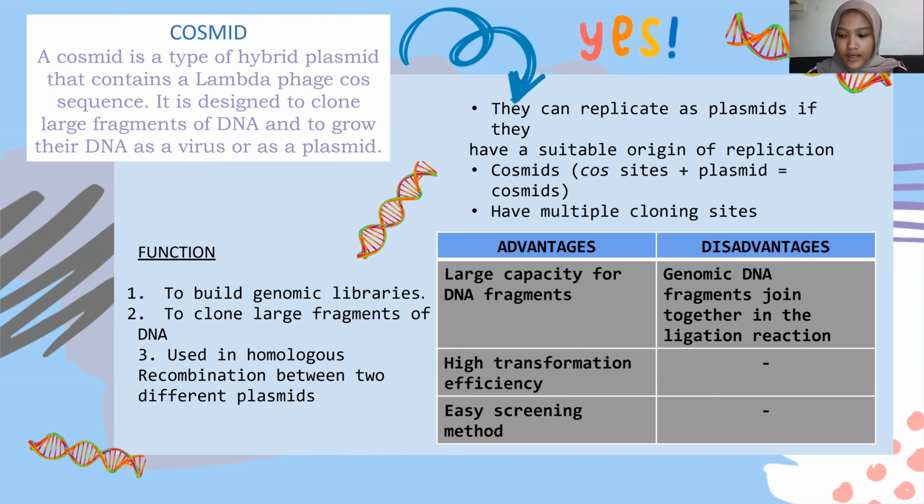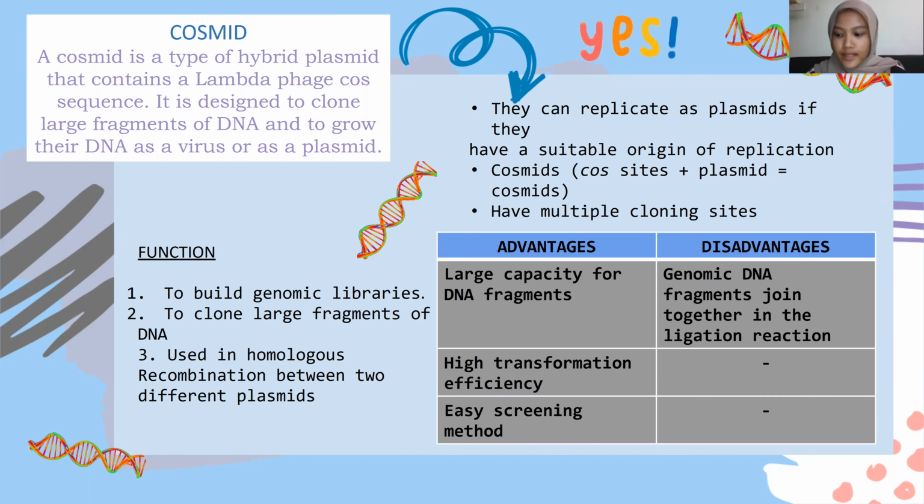And then the advantages and the disadvantages. The first advantage is that cosmid has quite a large capacity for DNA fragments, which the cosmid vector can carry up to 45 kb, whereas plasmid and lambda phage vectors are limited to only 25 kb. The second advantage is that it has high transformation efficiency. The third advantage is that it has an easy screening method.